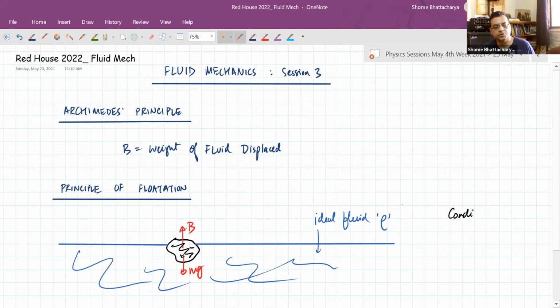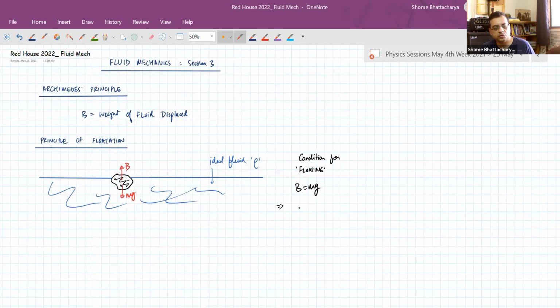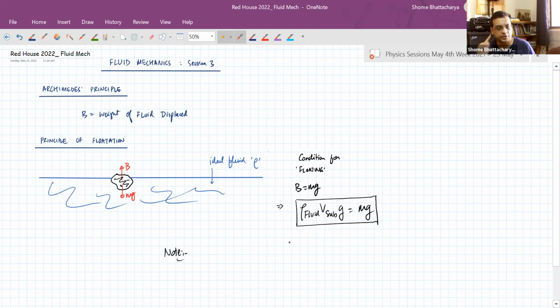the condition for an object to float is given by this. Or in other words, we can say density of the fluid multiplied by the volume of the submerged part into g is equal to mg. Now, in case the body which is floating is of isotropic nature, that is, it has a uniform density.